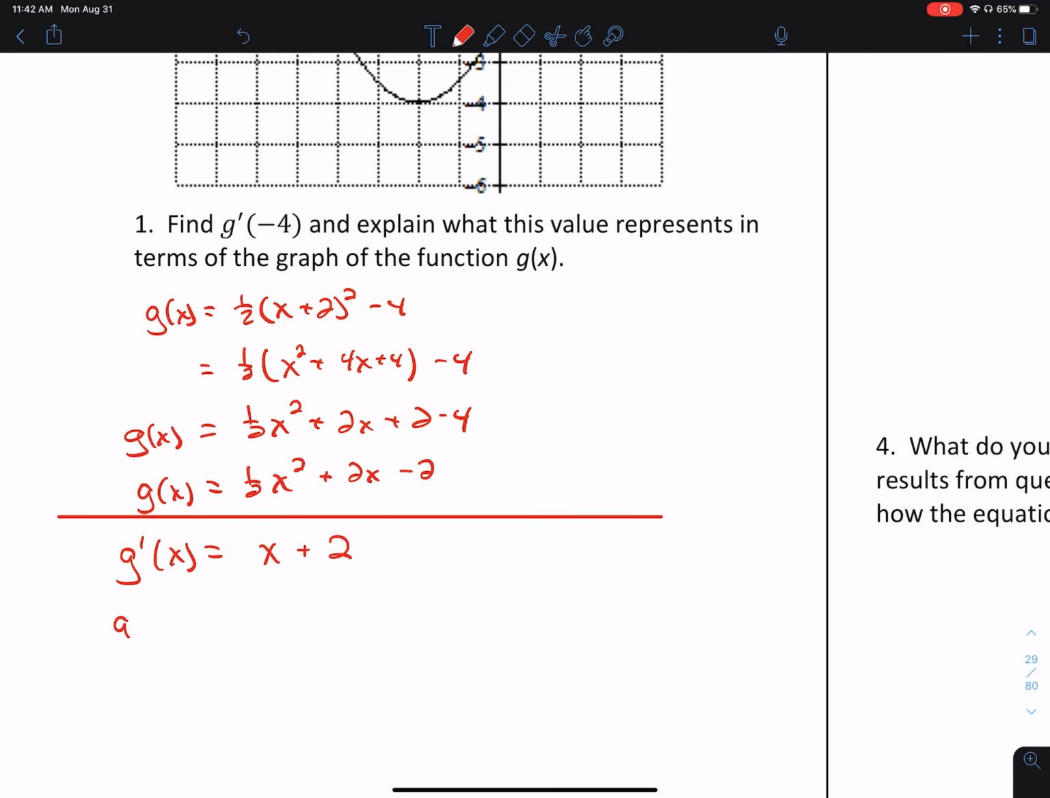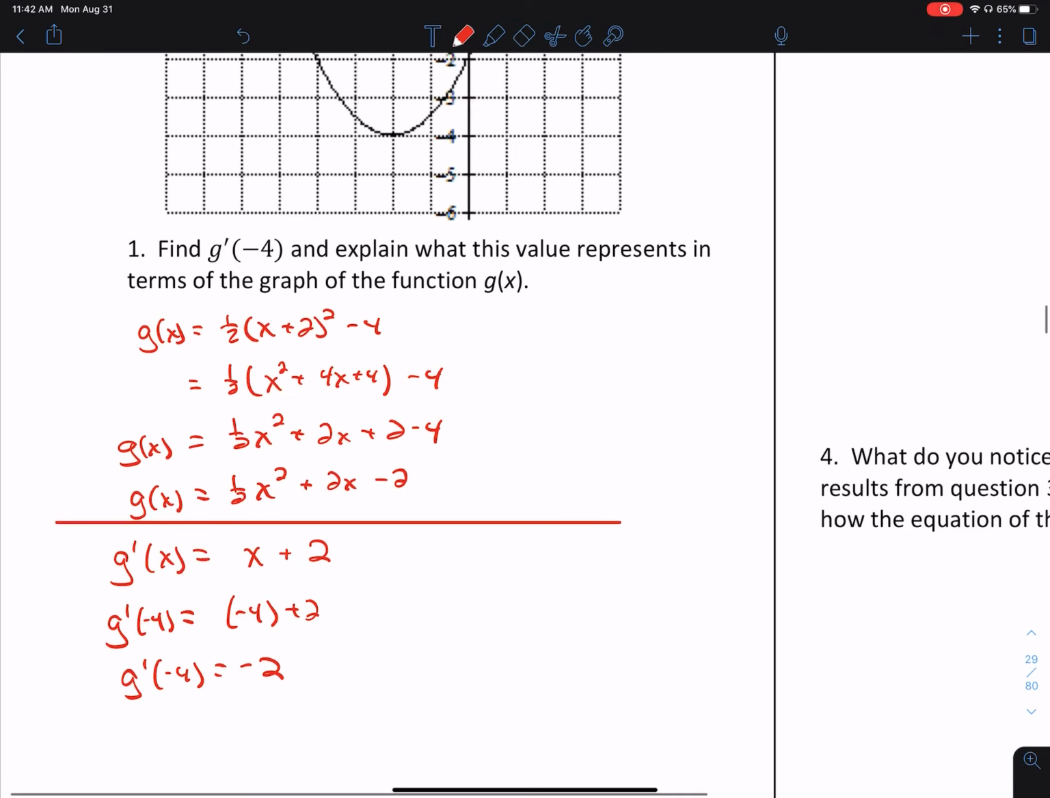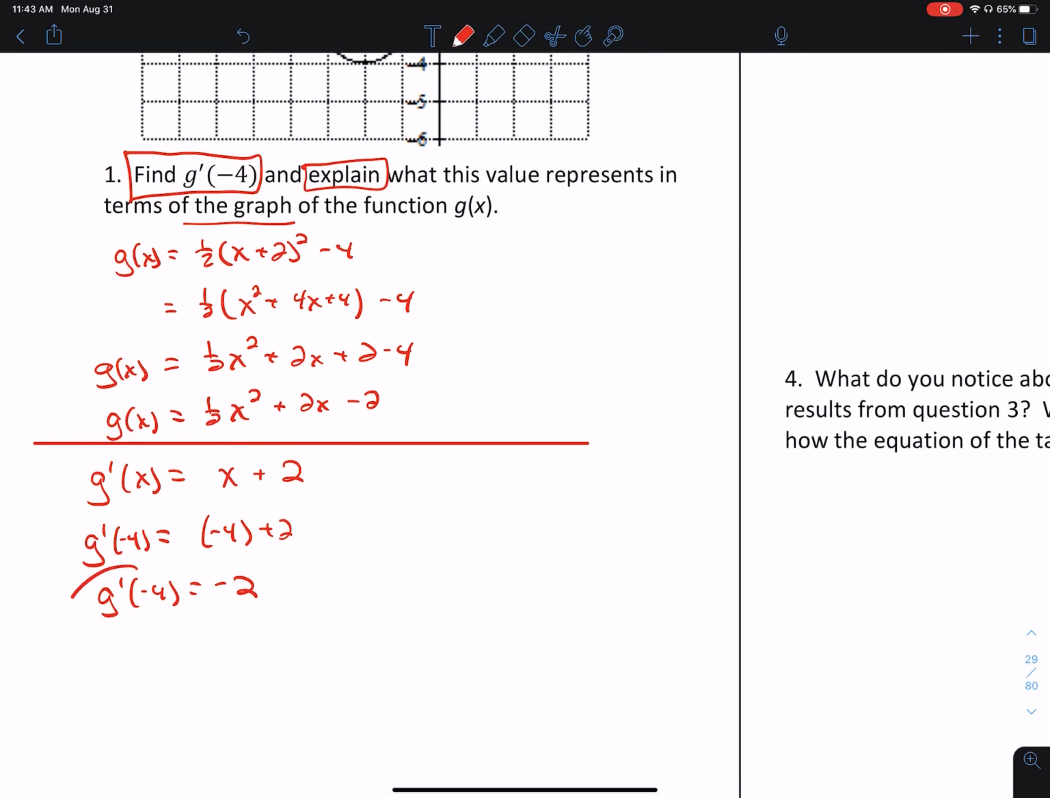We're supposed to figure out specifically what's g prime of -4. So if I put a -4 into this, -4 plus 2, I'm supposed to evaluate this at g prime of -4. It's -4 plus 2. Therefore, we got g prime of -4 is -2. We're supposed to find g prime of -4. We did that. Explain what this represents in terms of the graph. So this is one of our answers.